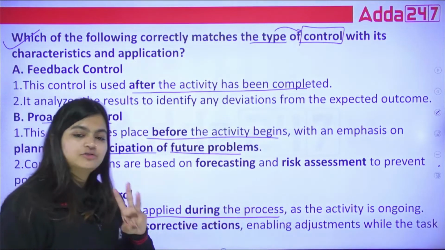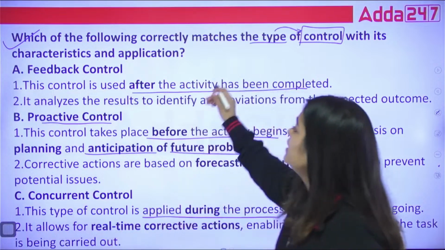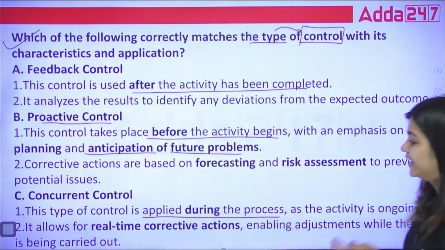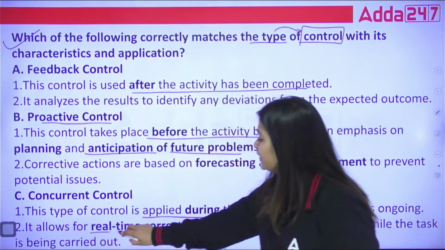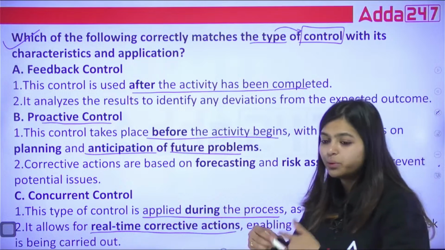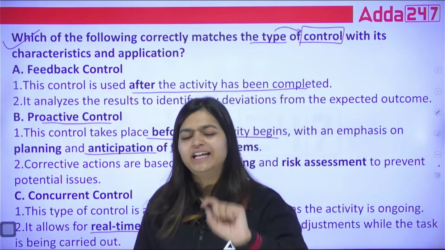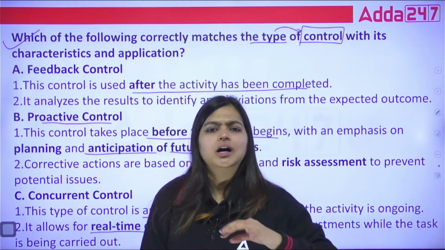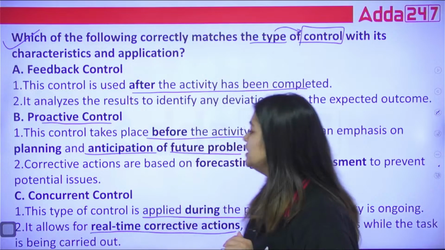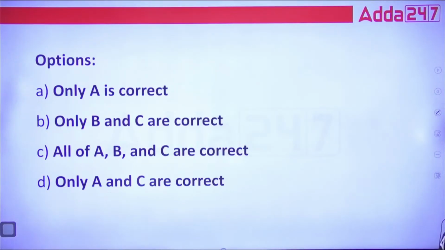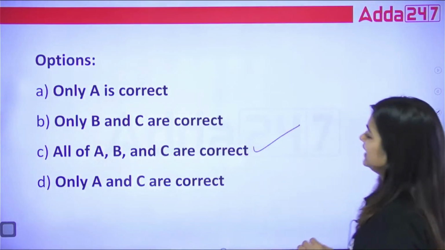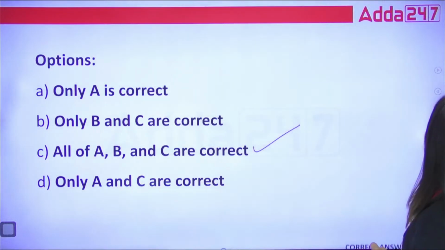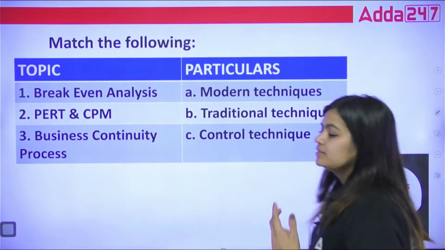So mainly we have these three types of controls, and if you read each of the definitions, they are true, they are correct. Like concurrent control, real-time corrective actions. You are doing the process, and if you find any default, you can instantly correct it. That is concurrent control. So with this, you can say option C, A, B, C are correct. Okay? Chaliye, I hope you understood why the third option is correct.